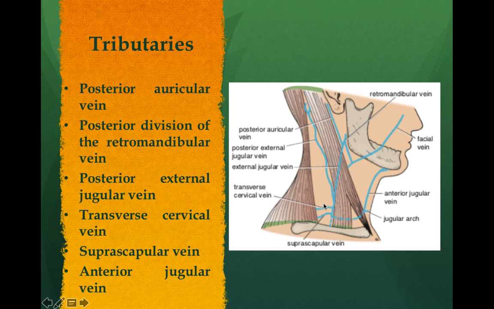It has several tributaries. The first two are the main tributaries that form it by their union, which are the posterior auricular vein and the posterior division of the retromandibular vein. Also, we have the posterior external jugular vein, the transverse cervical vein, the suprascapular vein, and the anterior jugular vein.